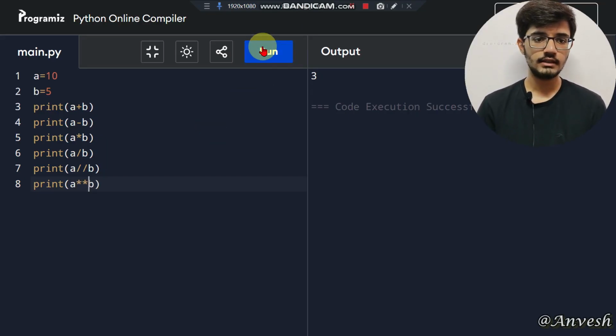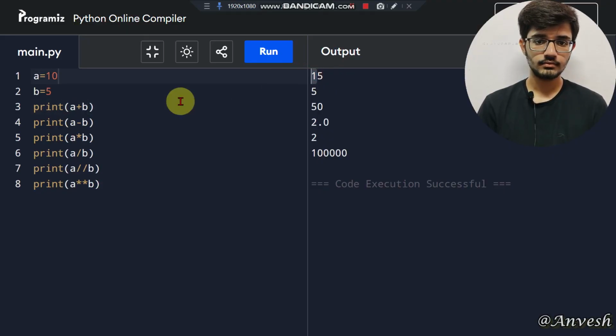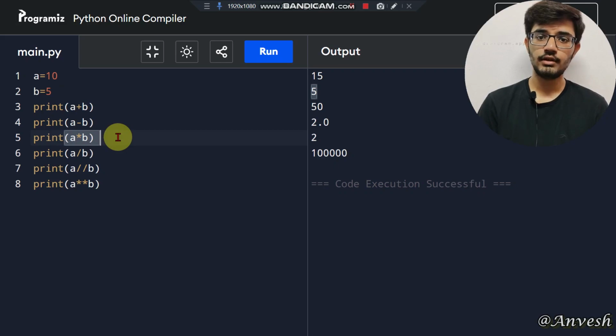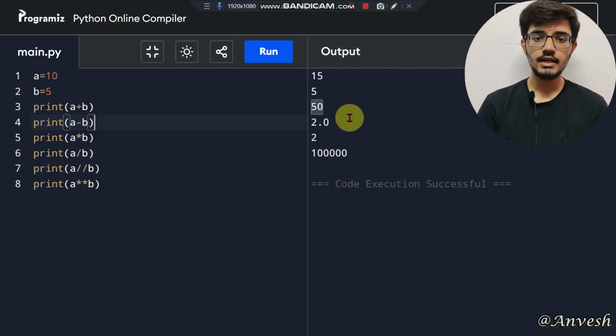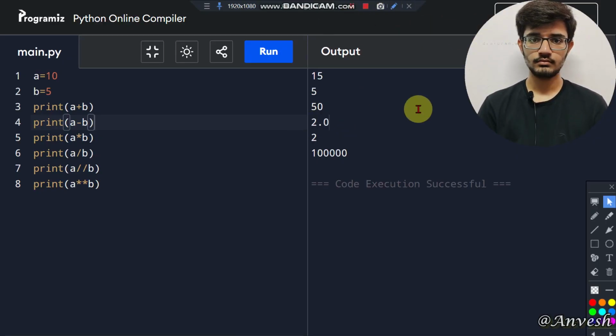So now let us run this. a plus b is 15, we got it here. And a minus b, 10 minus 5, is 5. We got it. And a star b, a into b, 10 into 5 is 50. And when 10 is divided by 5, we get 2 generally, but by using the single slash symbol, we get a float value, float type. So here we get the float value 2.0.